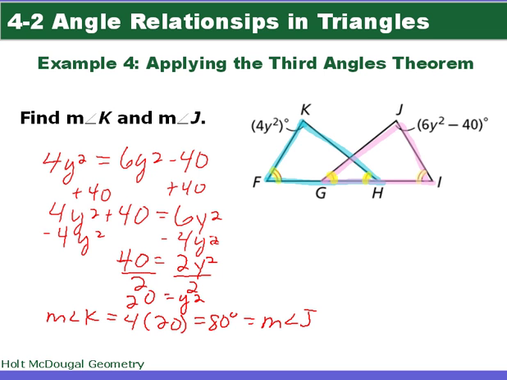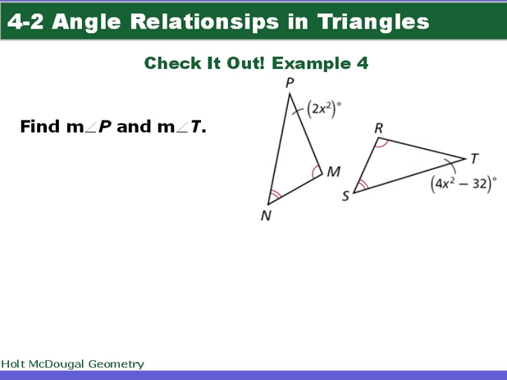All right, so I've set my equation up. 4y squared is equal to 6y squared minus 40. I add 40 to both sides, subtract 4y squared, end up with 40 equals 2y squared, divide by 2, and I get 20 is equal to y squared. Notice that these expressions have y squared in them, so we don't have to square root to solve for y. We can just keep y squared as 20, and then plug that in for y squared in our expression, and the measure of angle K is 4 times 20, which is 80 degrees, which is also the measure of angle J. Nice. Now it's your turn.